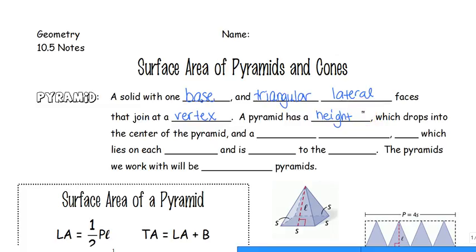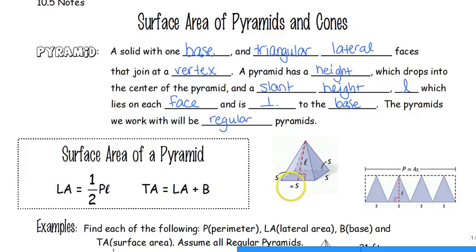which drops into the center of the pyramid, and a slant height, and we have the slant height, you're going to see that as the cursive letter L, which lies on each face and is perpendicular to the base. The pyramids we will work with will be regular pyramids. Remember, we talked about regular, that means that all sides are going to be the same.